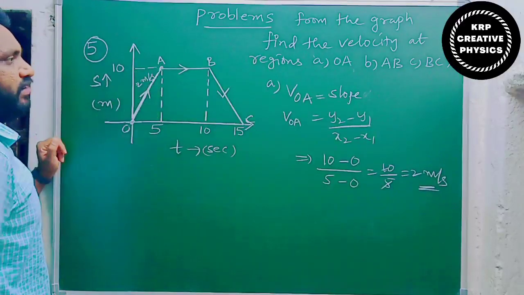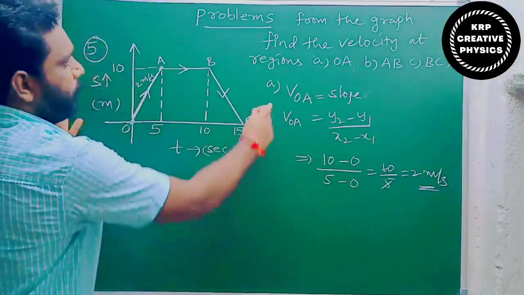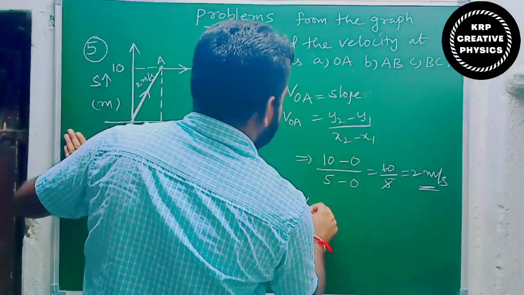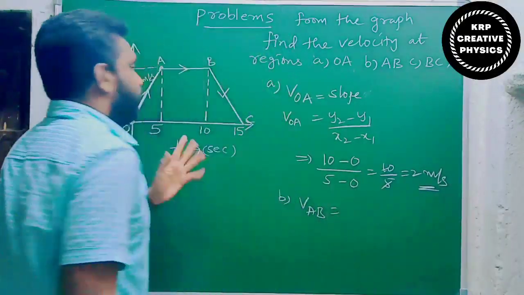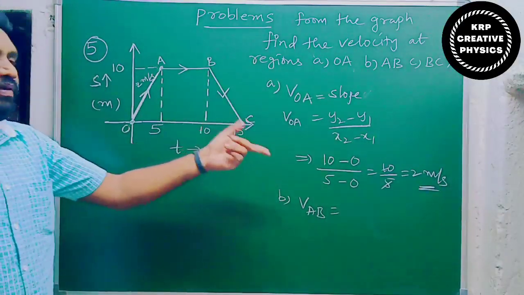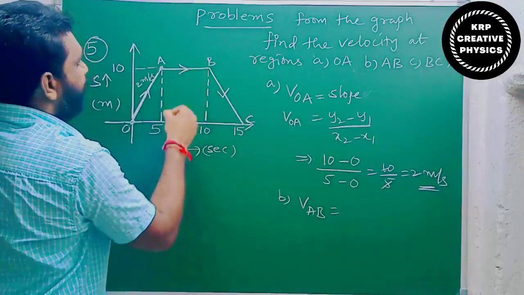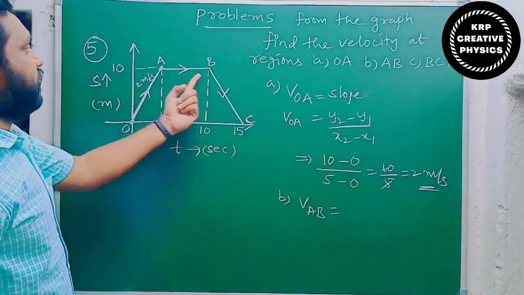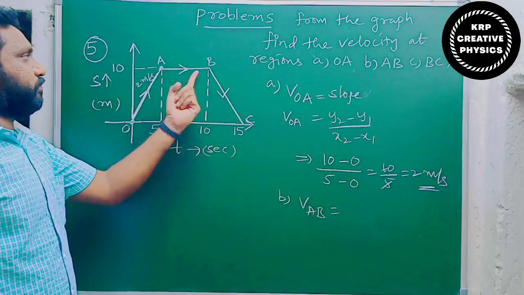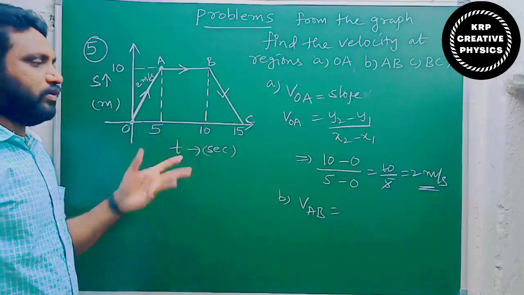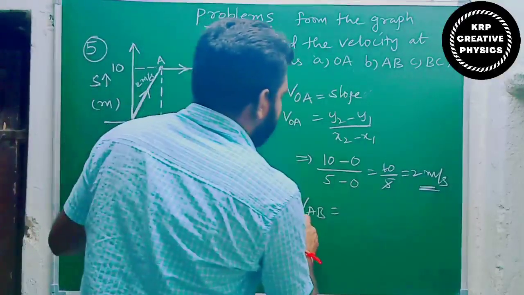This is completed. Next, we need to consider B. We will consider here the velocity at region AB. For this one, don't need to solve the problem. Already in the previous problem I explained. So just observe here A to B. It is a straight line parallel to the x-axis. So that means there is no change in y-axis reading. 10 minus 10. How much here? 0. 0 by something, how much? 0.